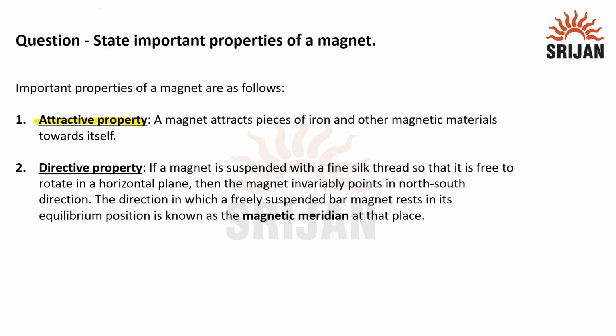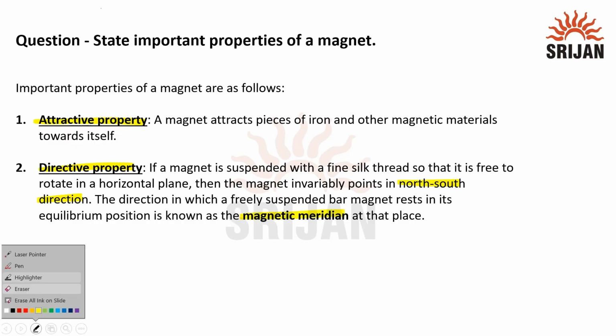Moving on to the second property, which is called the directive property. If a magnet is suspended with a fine silk thread so that it is free to rotate in a horizontal plane, then the magnet invariably points in north-south direction. This direction in which a freely suspended bar magnet rests in the equilibrium position is known as the magnetic meridian.